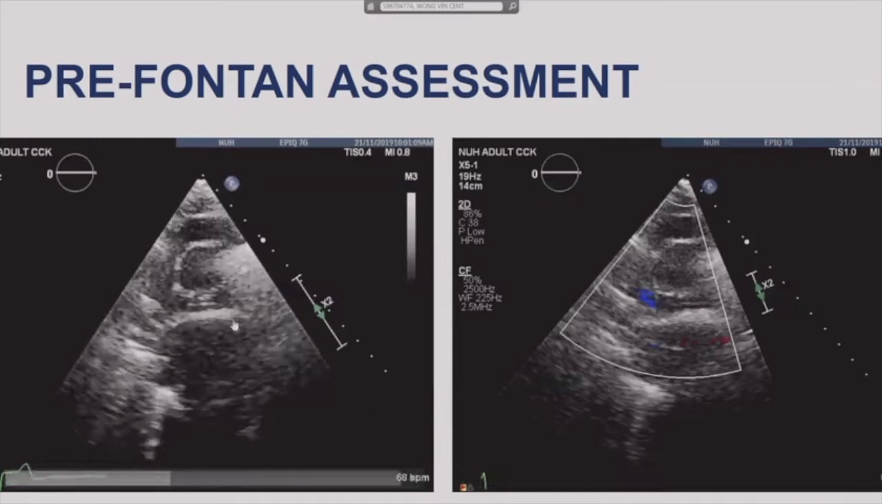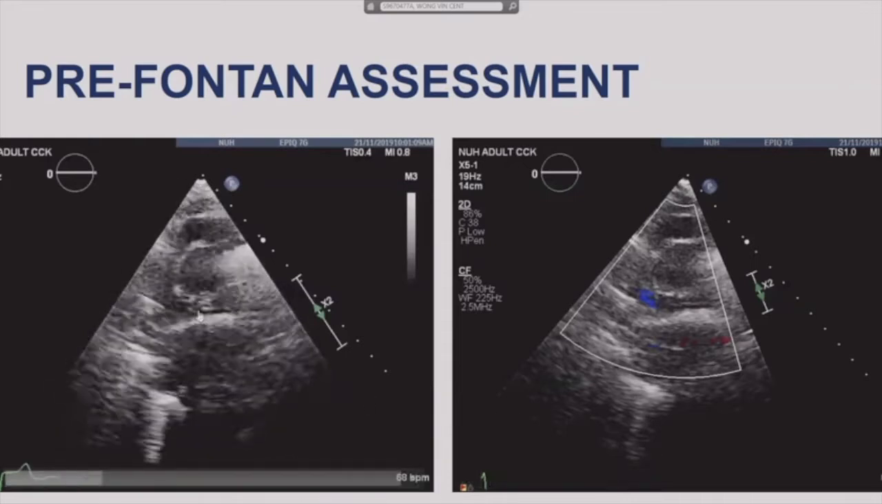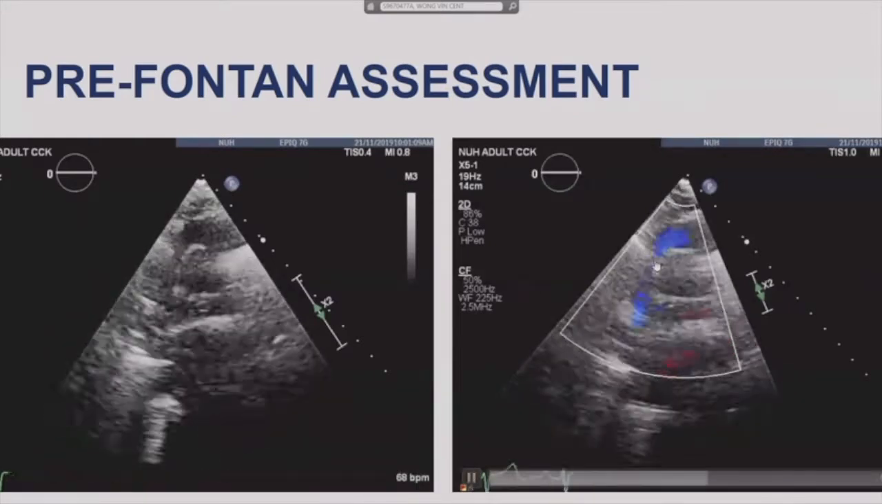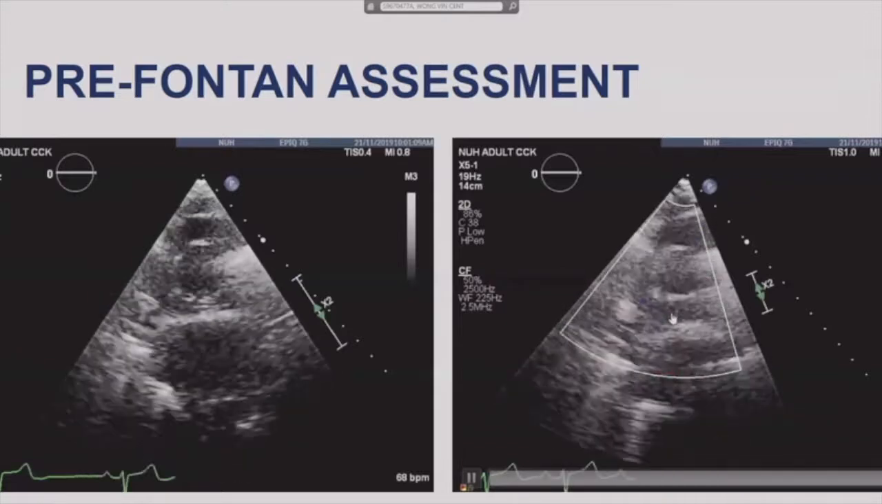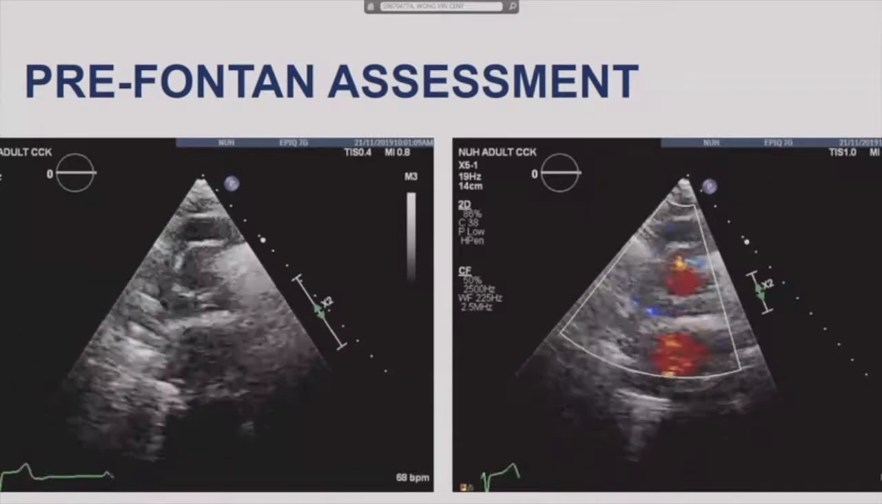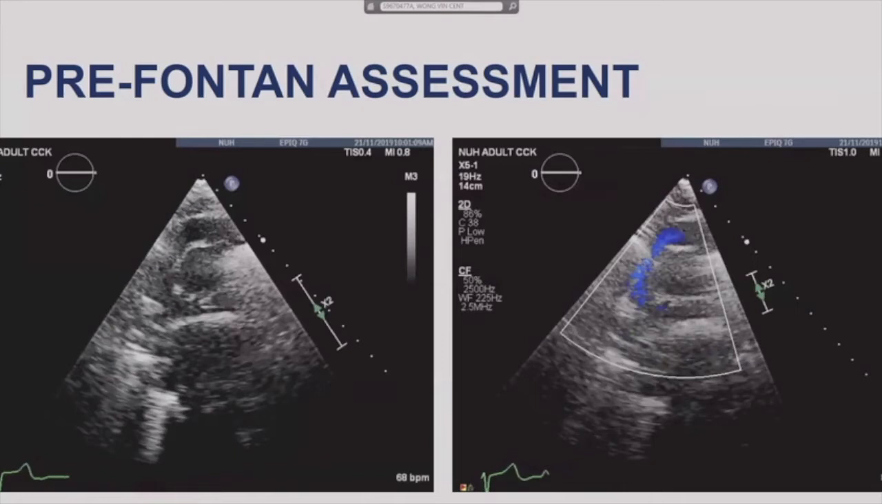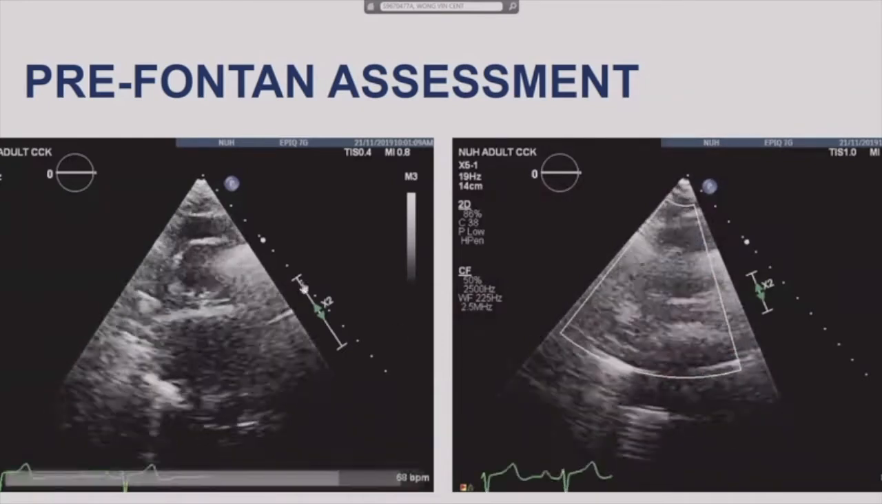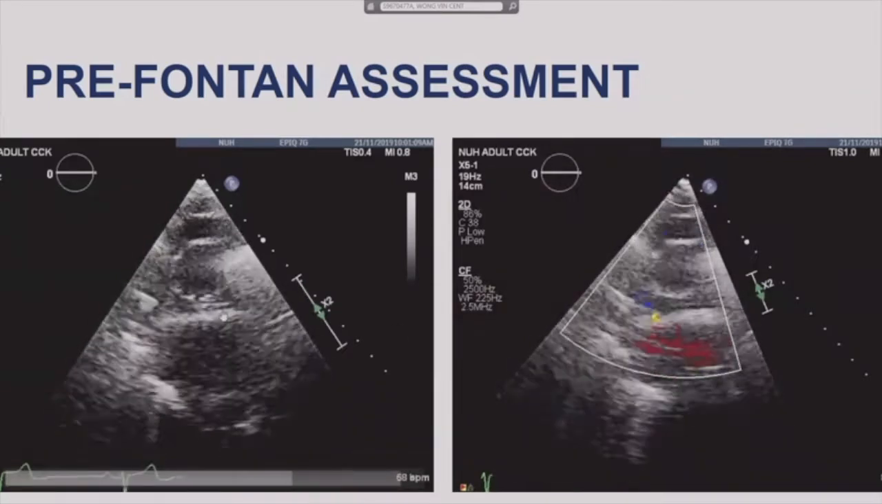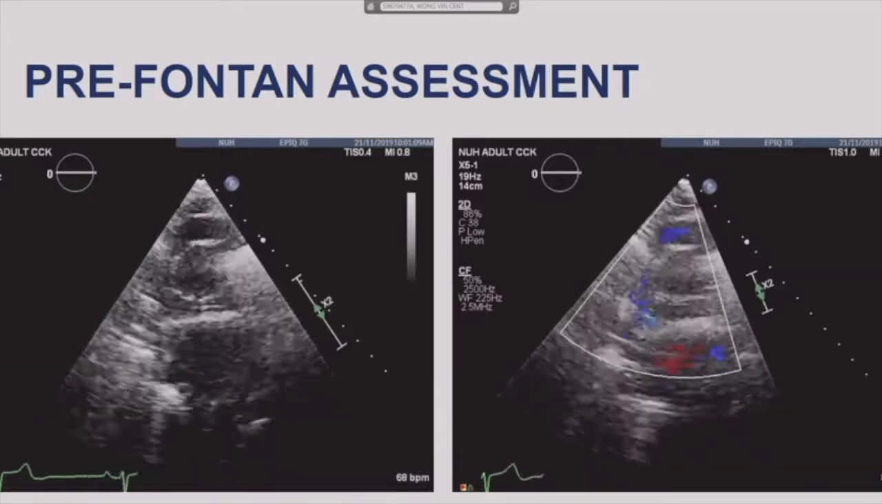You can see the SVC connected to the branch pulmonary arteries, and on color flow you can also see, but not quite as high spatial resolution as that of the cardiac angiogram, but we can still see it on echocardiogram if the sonographer is well skilled at doing it. We can even see the mild narrowing or constriction of the branch pulmonary arteries here.